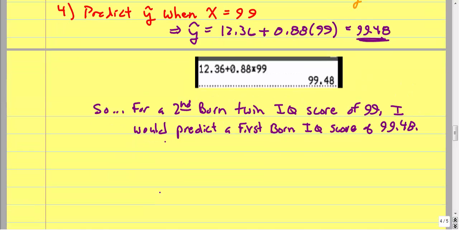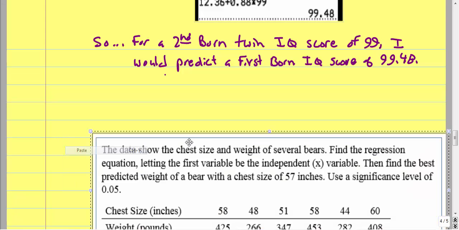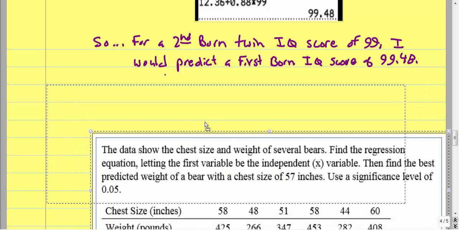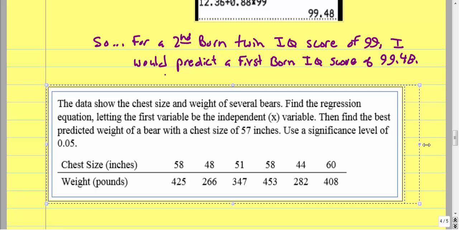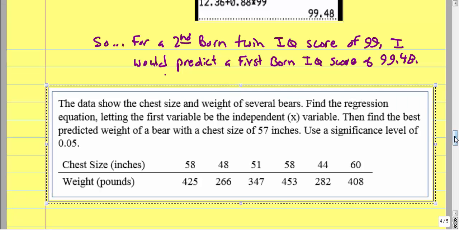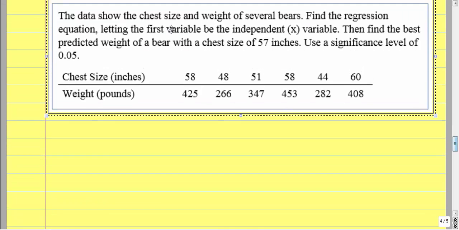Now the next problem we're going to look at, instead of being given the summary data, we're going to be given the raw data, and then asked to work from there. So let's read through this one. First of all, it says the data show the chest size and weight of several bears. Find the regression equation, letting the first variable be the independent x variable, and then find the best predicted weight of a bear with a chest size of 57 inches, using a significance level of 5%.